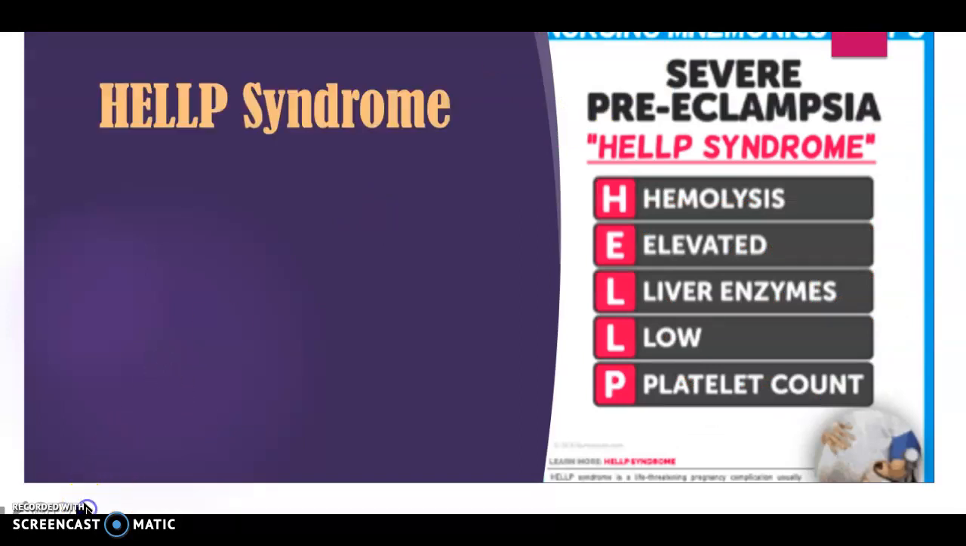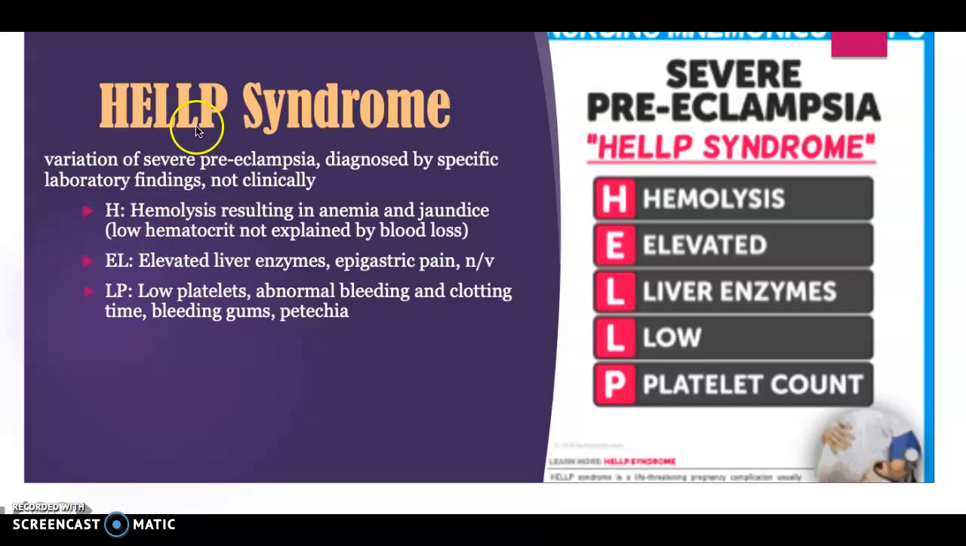So associated with severe preeclampsia is what's called HELLP syndrome, and I want to make sure you understand the difference between HELLP and preeclampsia. So HELLP syndrome is still severe preeclampsia. It's just a different way to diagnose it. And we diagnose HELLP syndrome with lab findings, not clinically like preeclampsia.